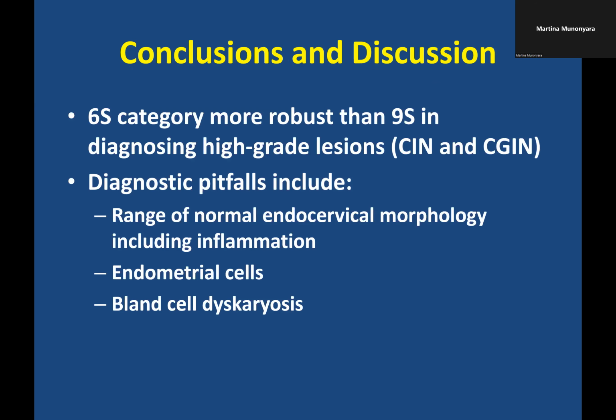So conclusions and discussion from that. Our query endocervical dyskaryosis category is much more robust than our borderline category in diagnosing high-grade lesions, either SIN2 or worse, or high-grade CGIN. And when we looked at those borderline endocervical cases, there was a range of diagnostic pitfalls, including a range of normal endocervical morphology, including inflammation, which I think might have got overcalled in a number of instances, overlooking or not appreciating endometrial cells, and bland cell dyskaryosis, squamous dyskaryosis.